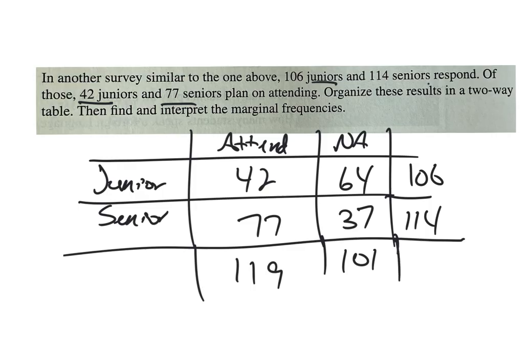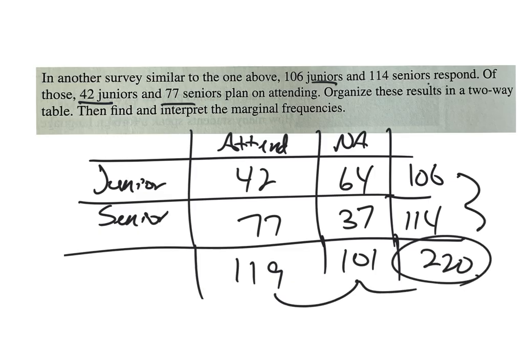So let's notice a couple things. First of all, if I add these two numbers right here, I would get 220. And also if I added those two numbers right there, I'll get 220, which is the total number of juniors and seniors. So if you add the marginal frequencies, you will always get the same number.